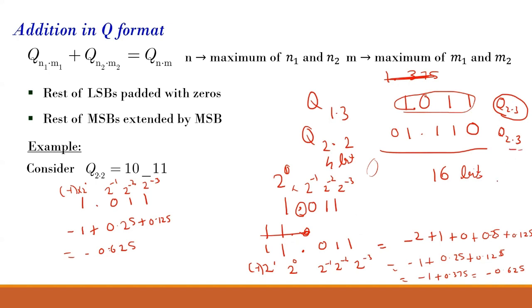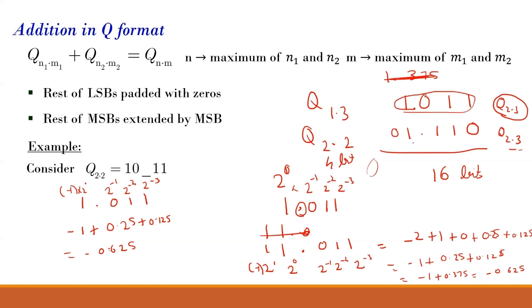Sir, if it is already 16 bits and we are operating with 17 bits, then what? It's not possible. It will throw an error. Okay, you are saying that we can extend the bits, within the limits of the platform. Here you are saying the rest of the LSB is padded with zeros and the rest of the MSB is extended by the MSB. Could you please explain those 2 points?